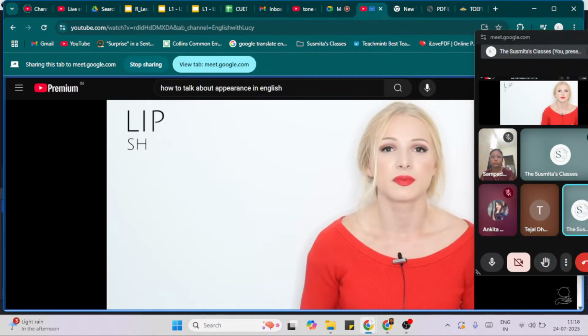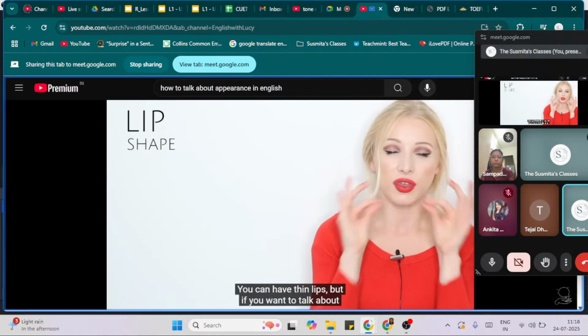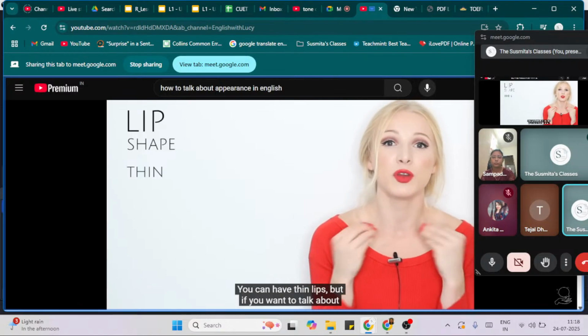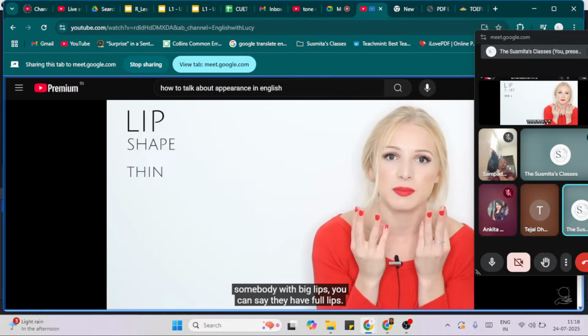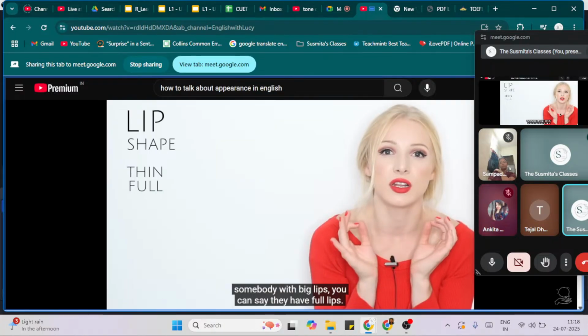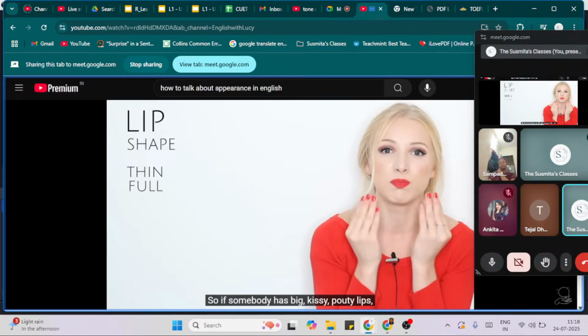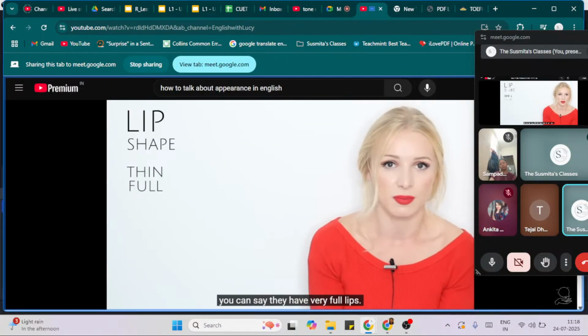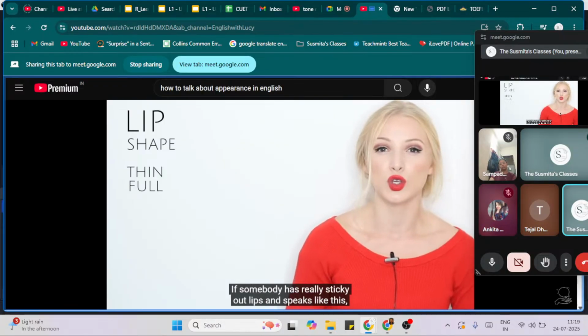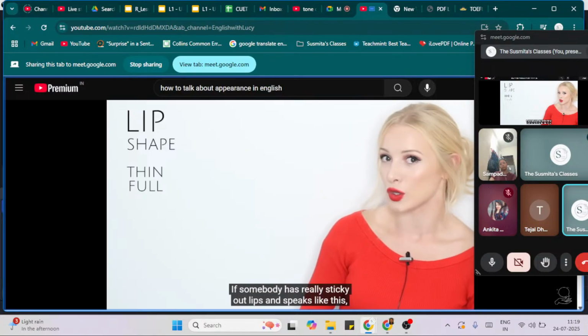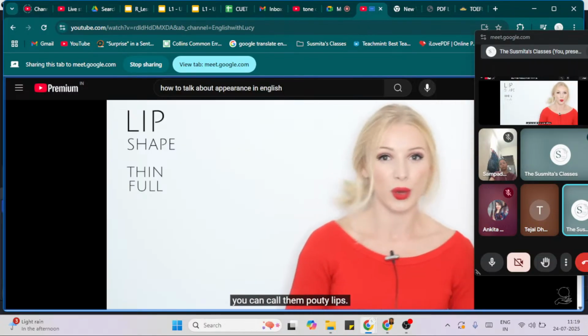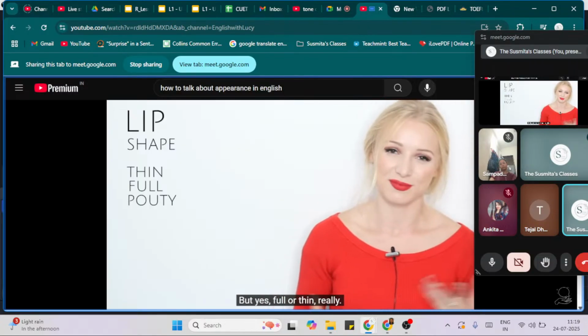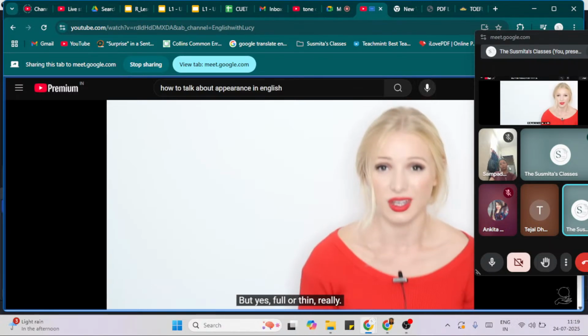Now, lips. You can have thin lips, but if you want to talk about somebody with big lips, you can say they have full lips. So if somebody has big, kissy, pouty lips, you can say they have very full lips. If somebody has really sticky out lips and speaks like this, you can call them pouty lips. But yes, full or thin, really.